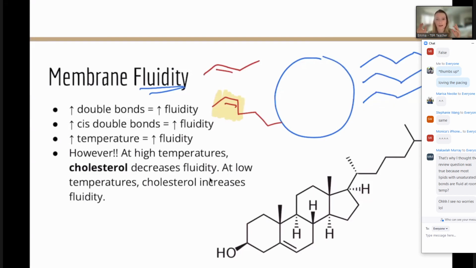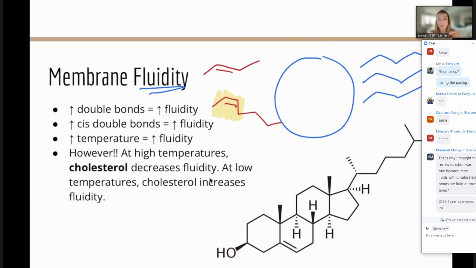Something that's going to be liquid at room temperature, we have to think about being really unsaturated, having many double bonds, like the example I showed in the nomenclature picture. So double bonds are going to increase our fluidity, especially when we have cis double bonds.